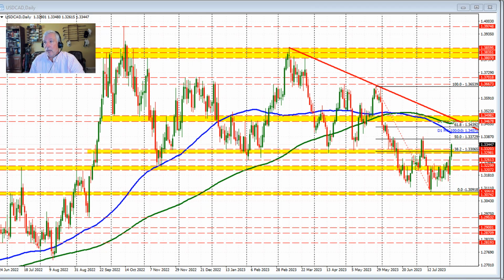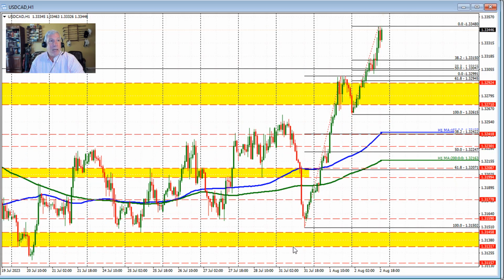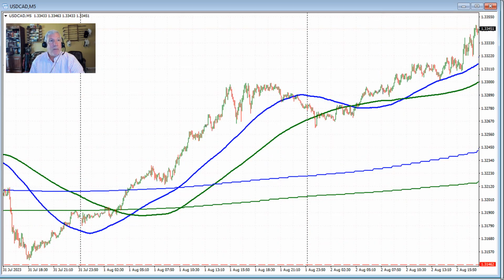Now let's take a look at the hourly chart. What we see on the hourly chart over the last 2 days is really little in the way of corrective price action, apart from this move to the downside late yesterday and into the Asian session. That corrective move to the downside got nowhere near the 38.2% retracement of its move to the upside, and we saw the market rotate back to the upside. So little in the way of corrective moves. That brings me to the 5-minute chart.